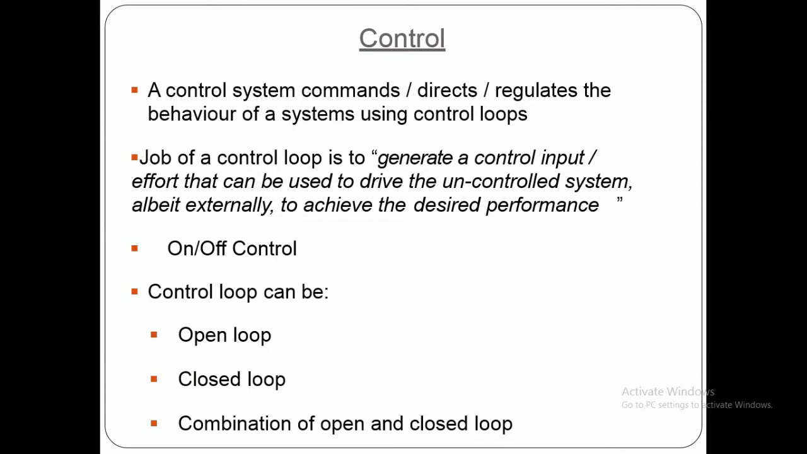These control systems, we study the control. So first we can study the on-off controls. On-off control means the output is 0 or 100%. That means on is 100% and off is 0%. So we can do the desired output.